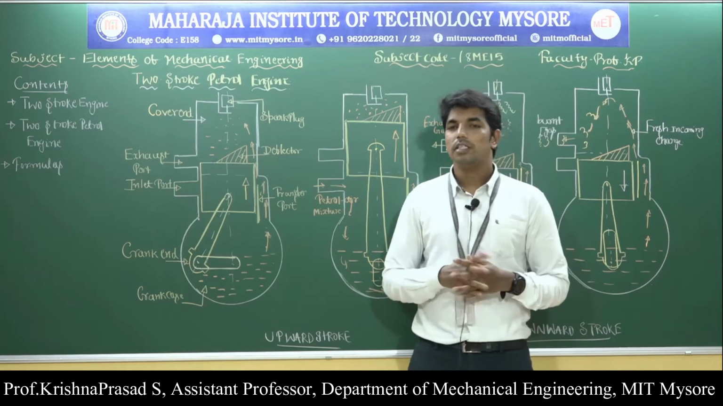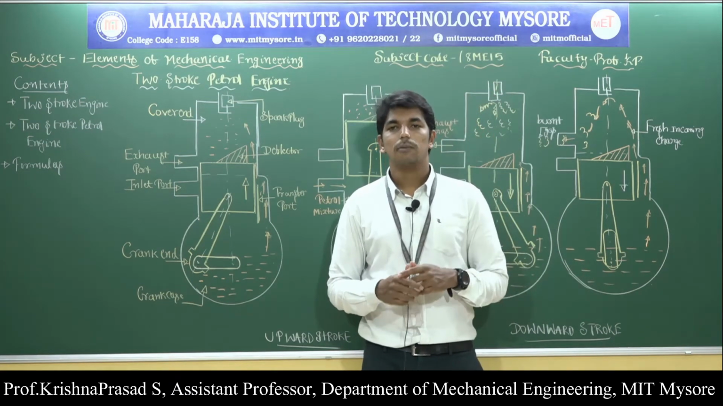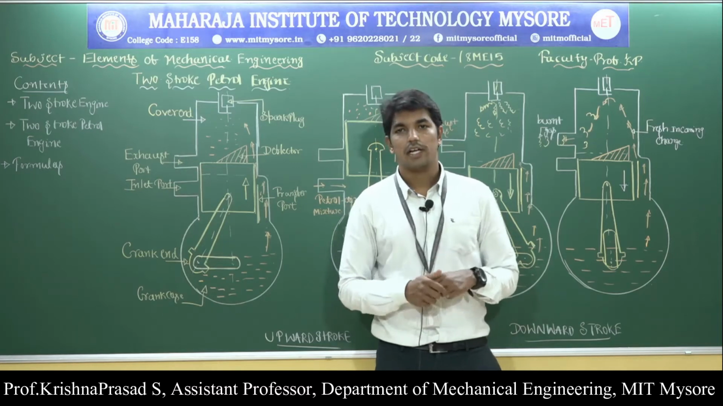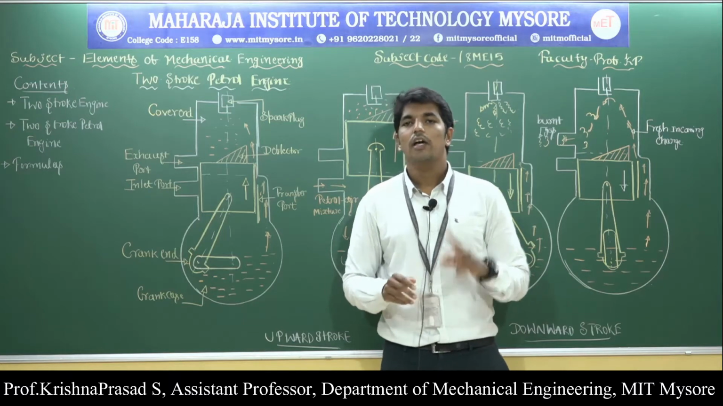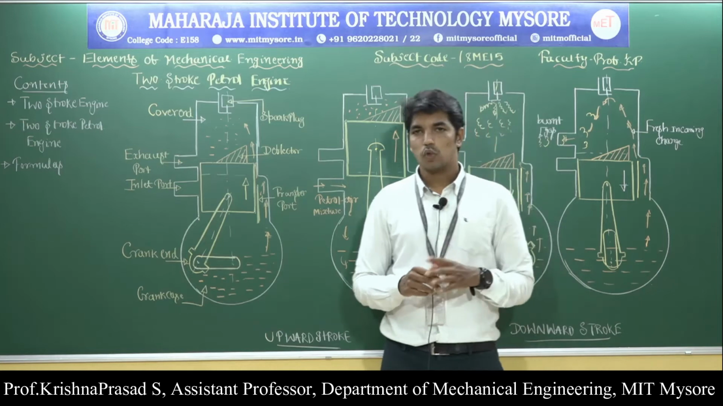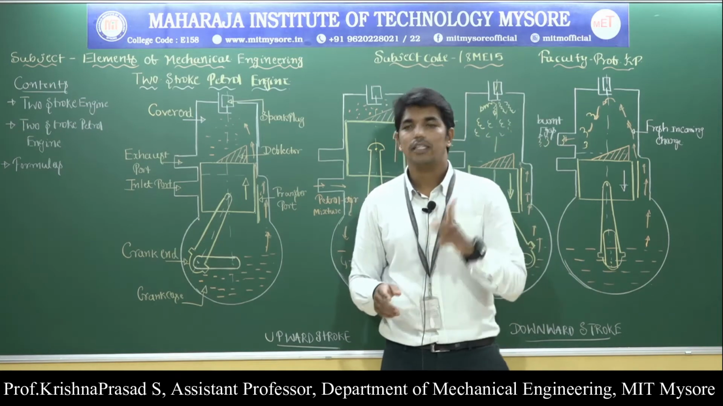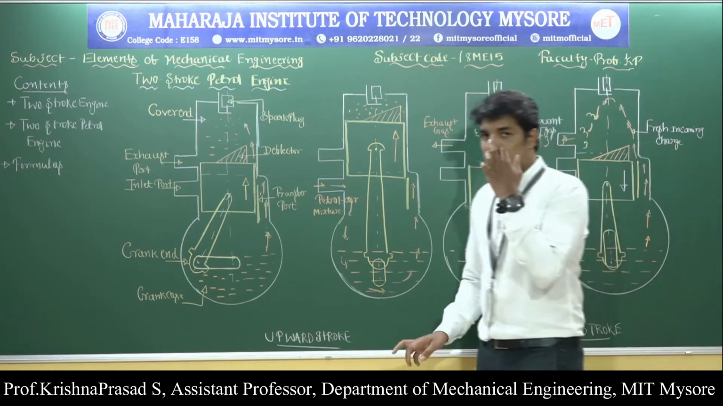And a very important one: what is meant by the 2-stroke engine? In a 2-stroke engine, the working cycle is completed in 2 strokes of the piston and only 1 revolution of the crankshaft. That means the crankshaft has to rotate 0 to 360 degrees. So what are the 2 strokes? The one is called the upward stroke, and the other is called the downward stroke.